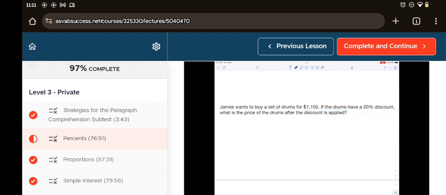Let's take a look at our next question. It says, James wants to buy a set of drums for $1,100. If the drums have a 20% discount, what is the price of the drums after the discount is applied? This is very similar to the last question we did. If you want to hit pause and give the question a try, I really encourage you to do so. If you're ready, let's go ahead and review it.